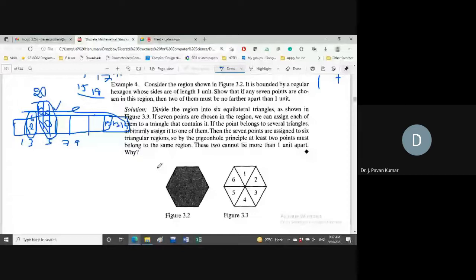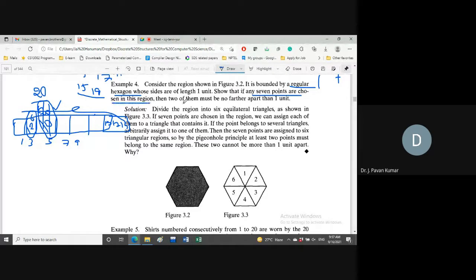Next, we consider another example which we have seen in the last class. We have a regular hexagon, where every side is the same, 1 unit. Now we want to claim that if any 7 points are chosen in this region, then two of them must be no farther than 1 unit. This is the claim.